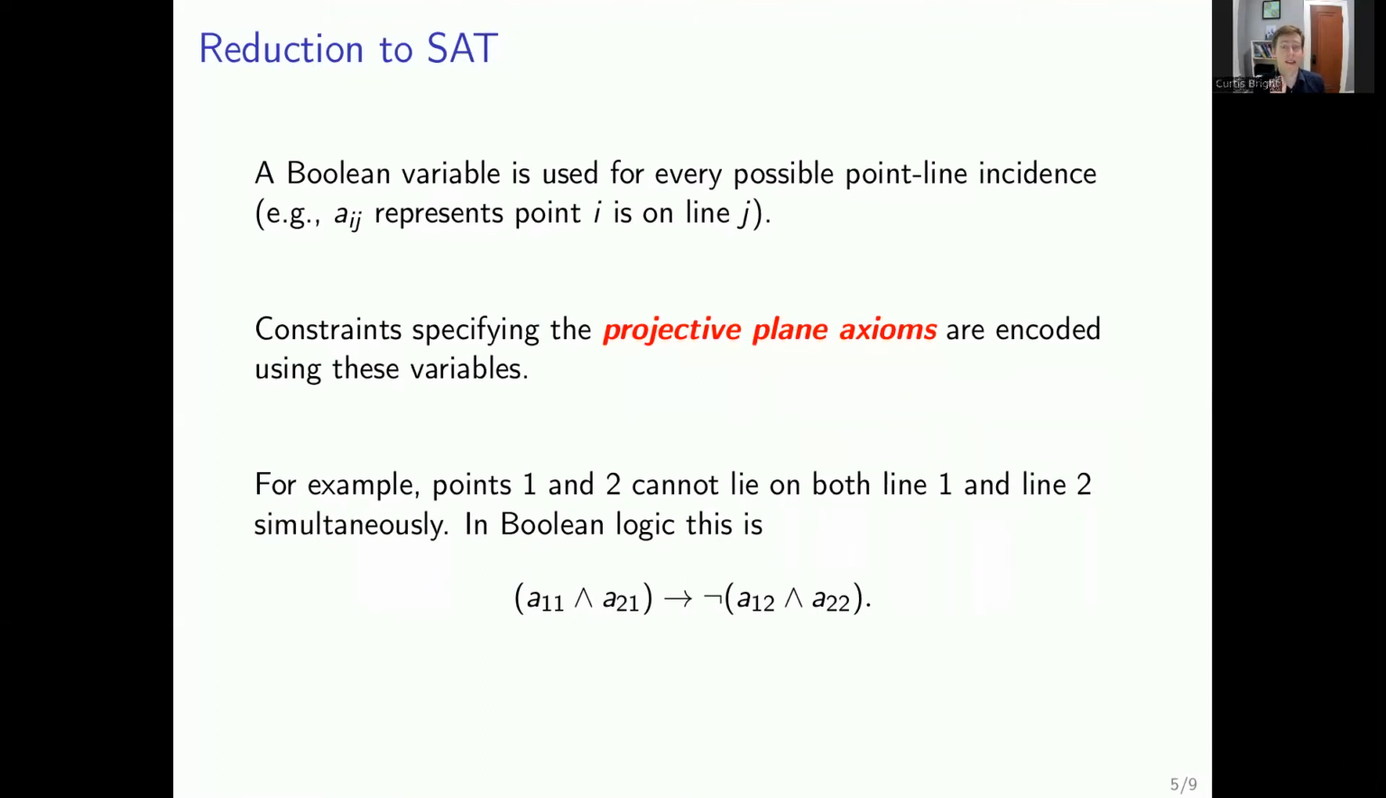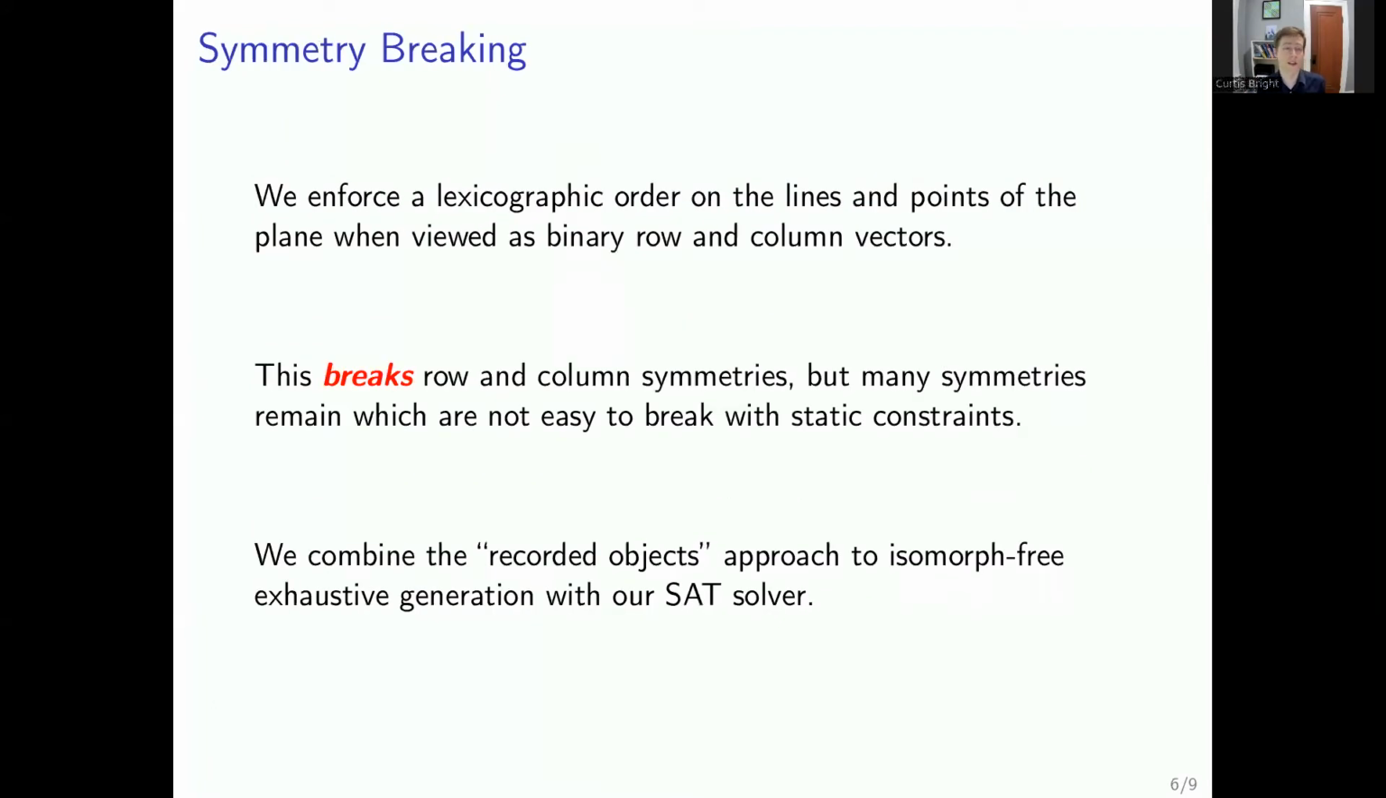But first, the reduction to SAT is actually quite straightforward. You just define a Boolean variable for every possible point-line incidence. So the variable, say a_ij, represents that point i lies on line j. And then you just encode all of the projective plane axioms in Boolean logic. For example, we know that points 1 and 2 cannot simultaneously lie on lines 1 and 2, because by an axiom, points 1 and 2 must lie on exactly one line. This can be encoded as a constraint in Boolean logic like this. There'll be lots of these types of constraints. We give them to the SAT solver, and the SAT solver is going to try to find a satisfying assignment.